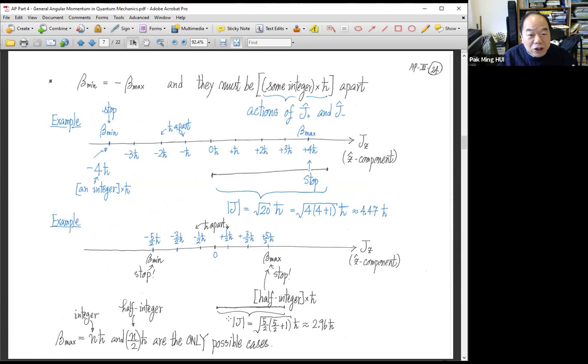I just would like to check, do you see the whole page? All right. Okay, my writing device is not working. Okay, so this is what I just tried to tell you. There are only two options: integer or half integer.